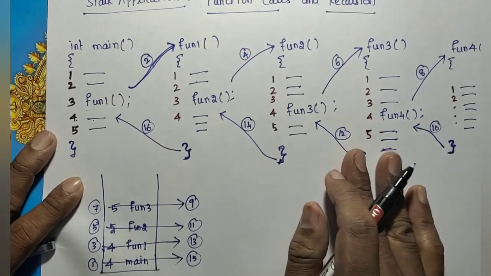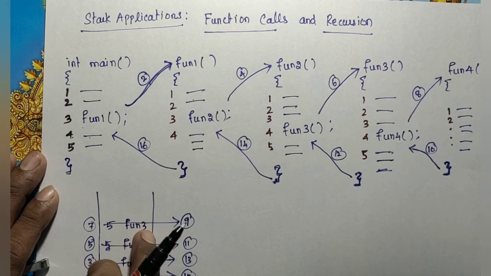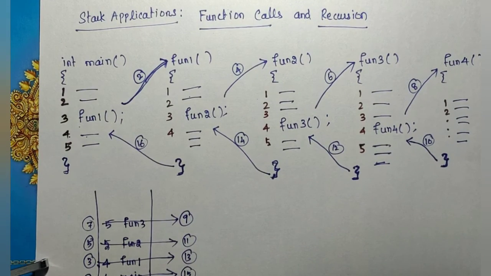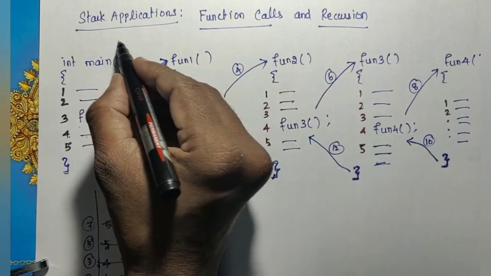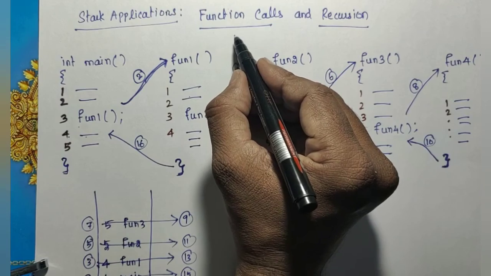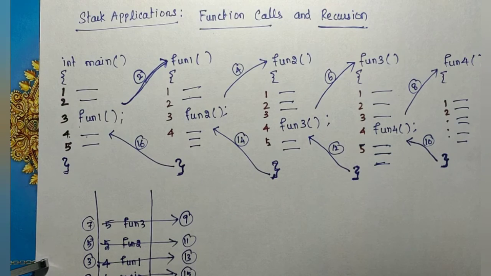Actually, for understanding purposes, we stored the line number and then the function name. Actually it will contain the return address where it needs to return; that address will be stored in the stack. So simply understand, in function calls and nested function calls, the stack is used for maintaining the return address. Similarly, recursion also uses it for maintaining the return address. Not only the return address, but also the local variables and their values will be backed up in the stack.